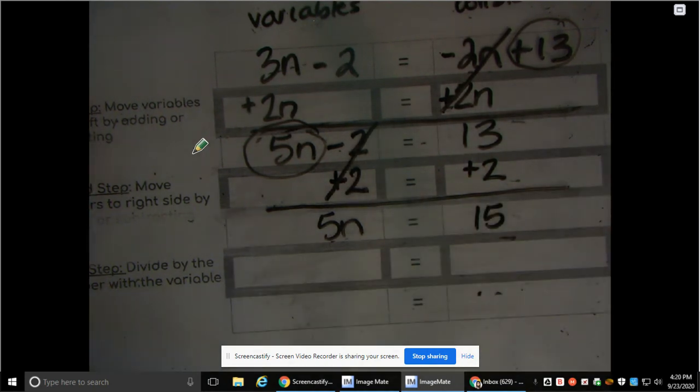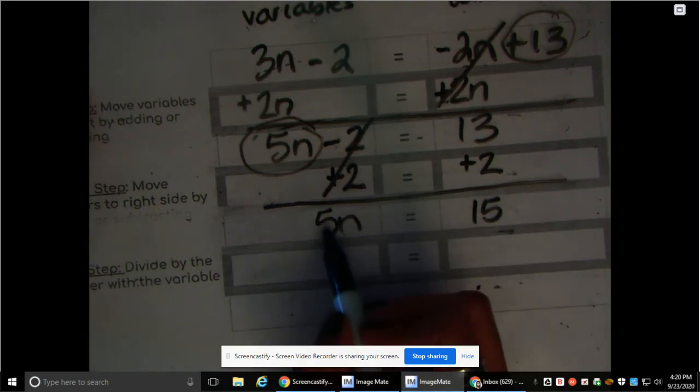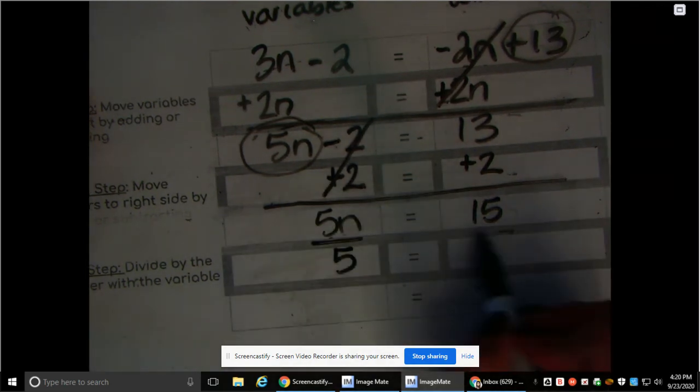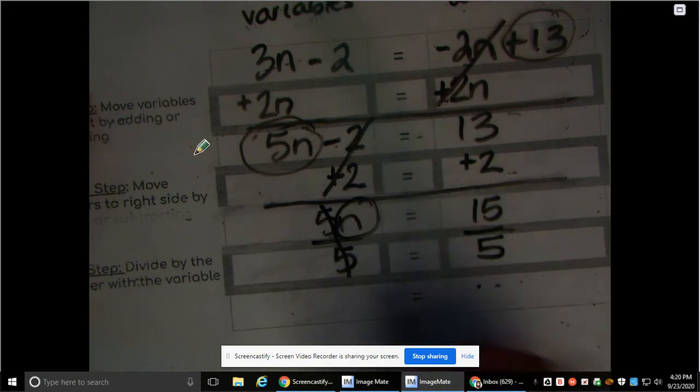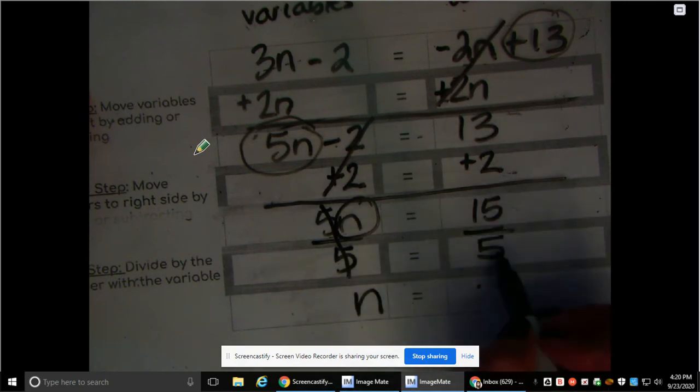Your last step is to divide by the number that's with the variable, so I'll be dividing by 5. Divide by 5 on both sides. I have n left over here. 15 divided by 5 is 3.